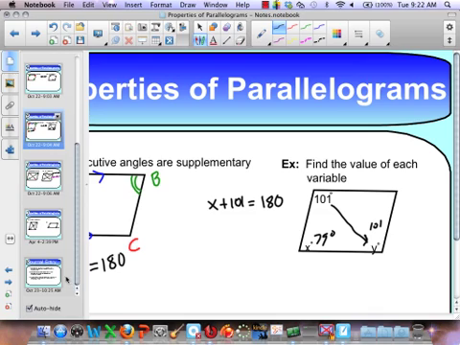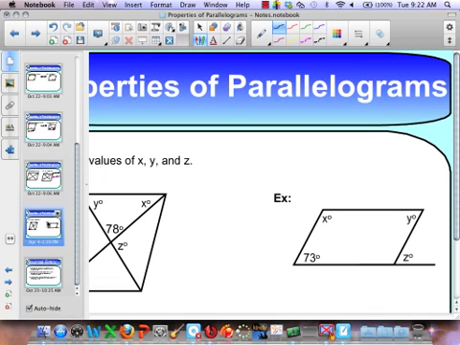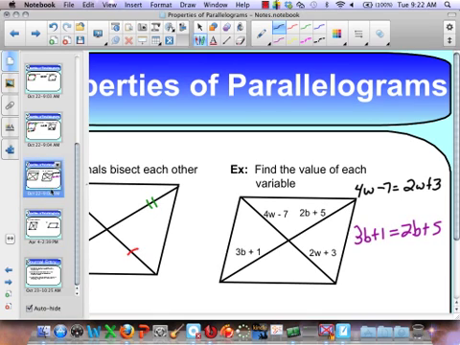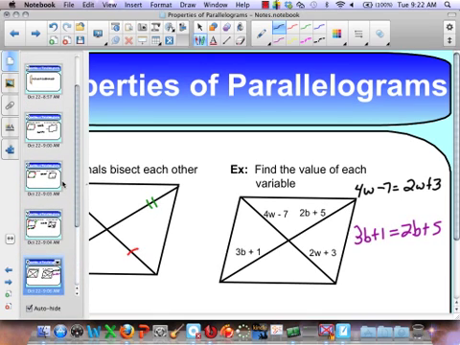Okay, we have one last thing I want to talk about. Actually, I think that's it. Yeah, that's it. We're pretty much done. Those are the 4 properties you guys need to know. Opposite sides are congruent. Opposite angles are congruent. Diagonals bisect each other, and consecutive angles are supplementary.